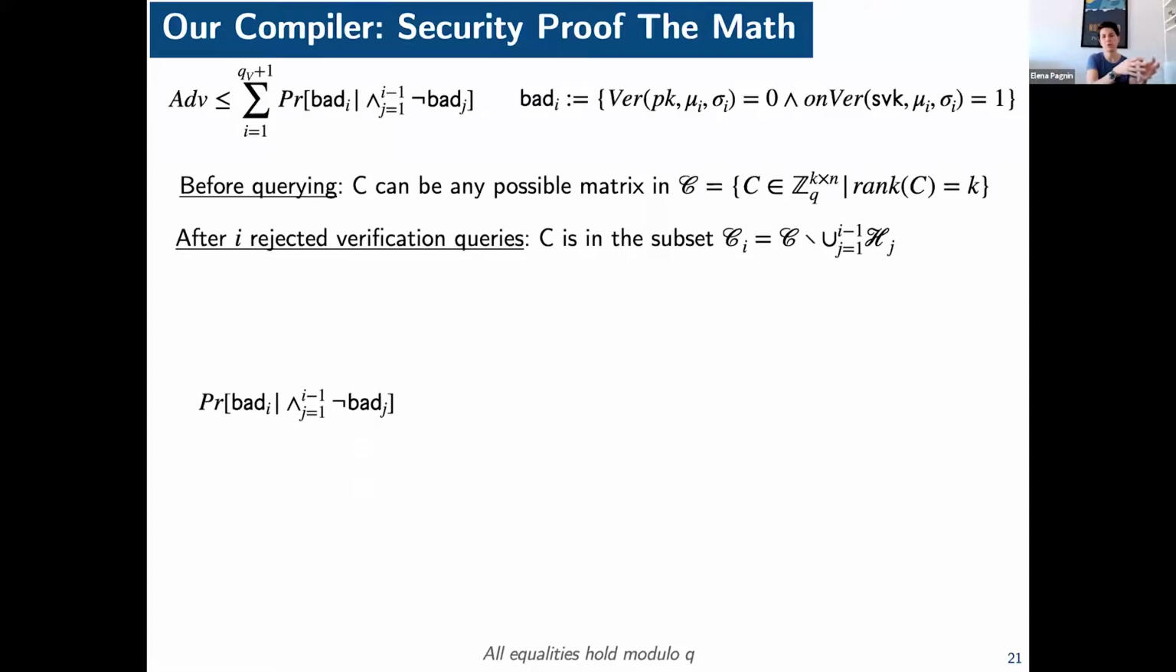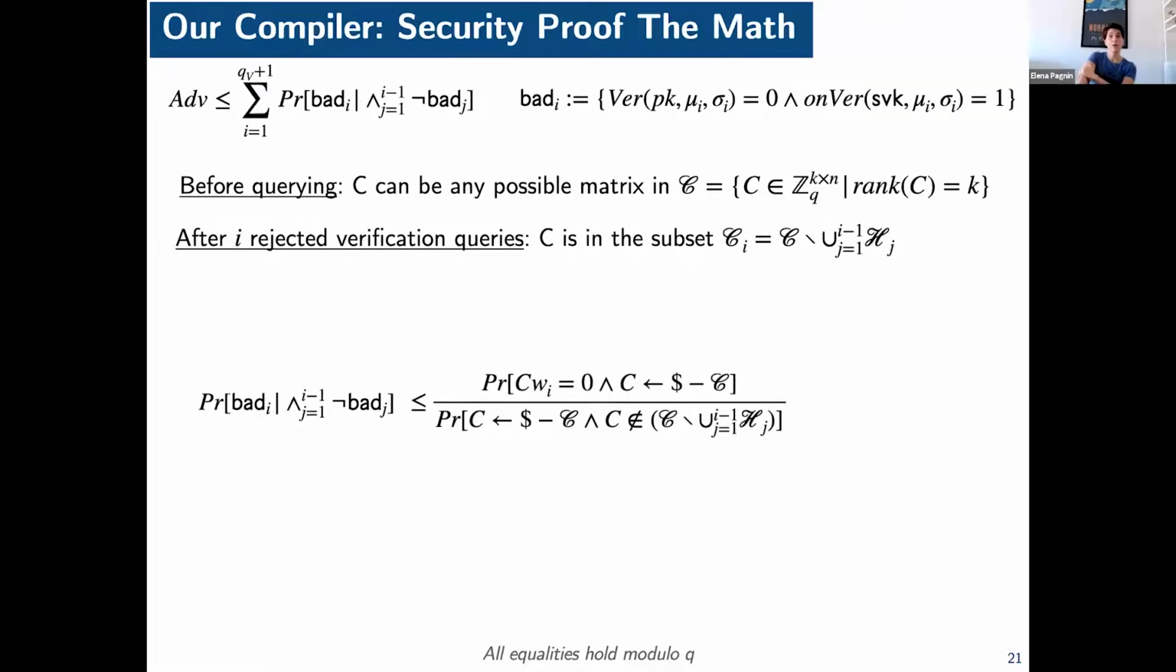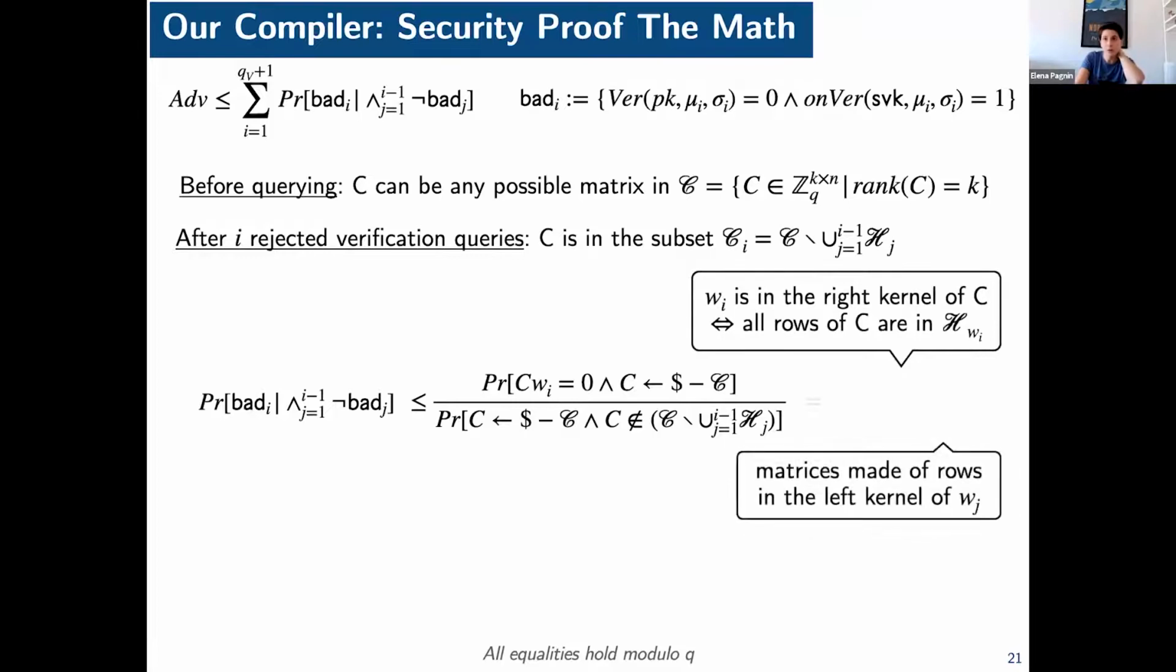And now I'm looking at the first time that there is leakage, bad I happens, a forgery. So I argue that this probability can be bounded above by the following expression. And the following expression is essentially this. So what I'm saying is I have Wi on which C is equal to 0. This means that all the rows of C must be in the hyperplane orthogonal to Wi.